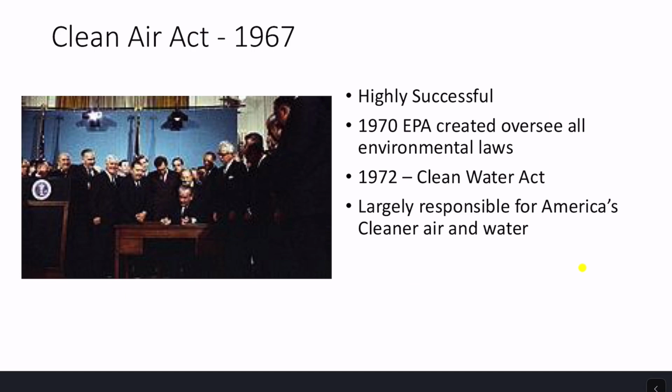In the United States, we used to have very dirty air and very dirty water back in the 1940s through the 1960s. That was before the Clean Air Act came in. This was a highly successful program to clean up the United States air. It was very dirty. Have you ever seen news stories about India or China, in Beijing, where they have very, very bad smog from pollutants in the air? The U.S. used to be like that until the Clean Air Act of 1967. In 1970, the EPA was created to oversee all environmental laws, and then in 1972, Congress passed the Clean Water Act to clean up the waterways as well. In general, these acts are largely responsible for America's cleaner air and water.